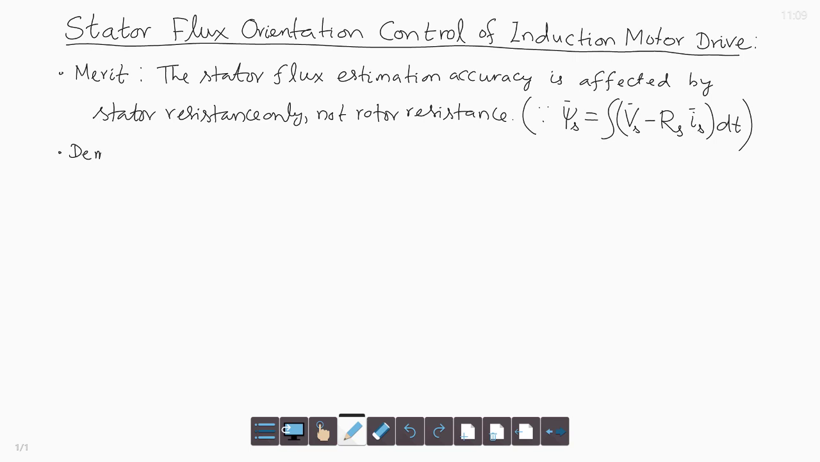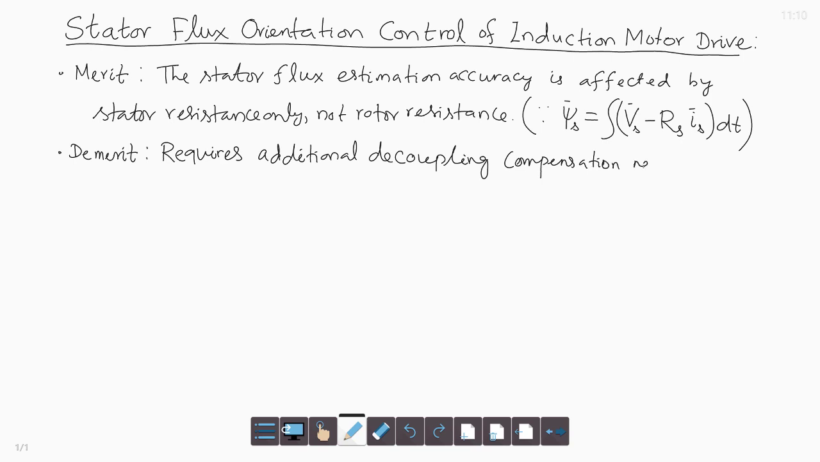Demerit: this stator flux orientation requires additional decoupling network. Decoupling compensation network, which was not there in rotor flux orientation. So, we will go into detailed discussion of stator flux orientation control.